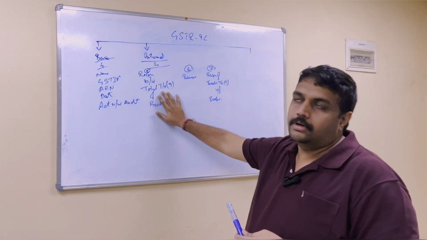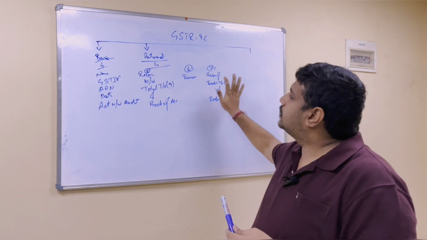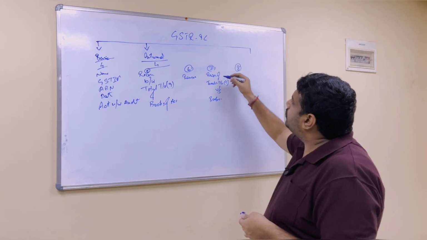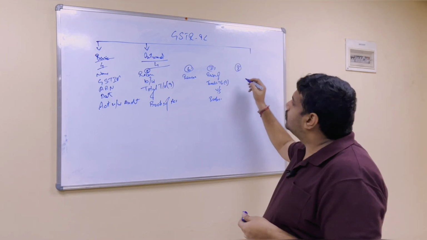from my total turnover to get the taxable turnover. That is my table number 7. Table number 8 is difference between this. If you are getting any difference, reasons for that.